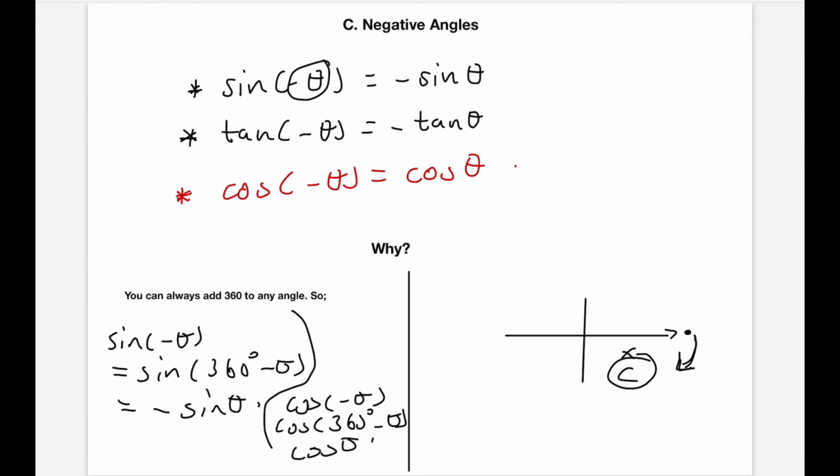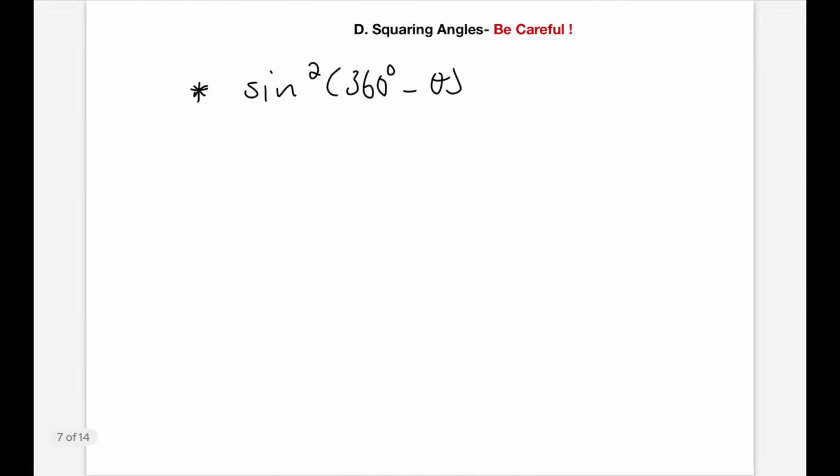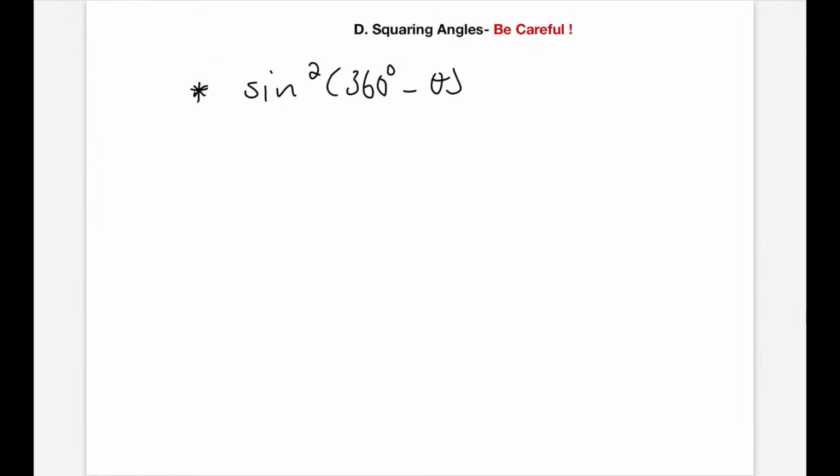Let's look at the fourth part in our reduction formula topic. Grade 11s, matriculants, what would you reduce sine squared of 360 minus theta to become? Now, if you screamed to the screen that, well, I think that'll become negative sine squared theta. Unfortunately, you're wrong.